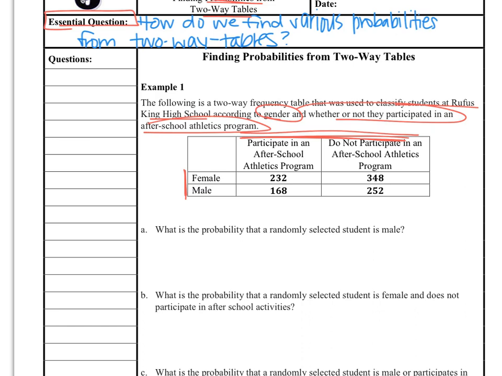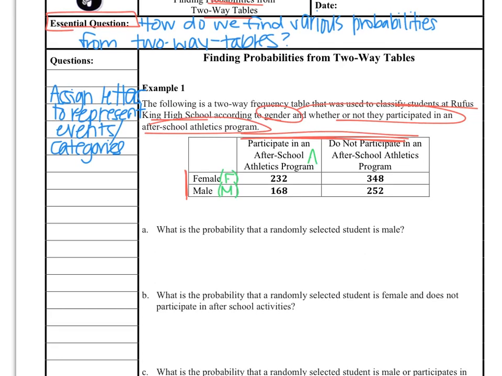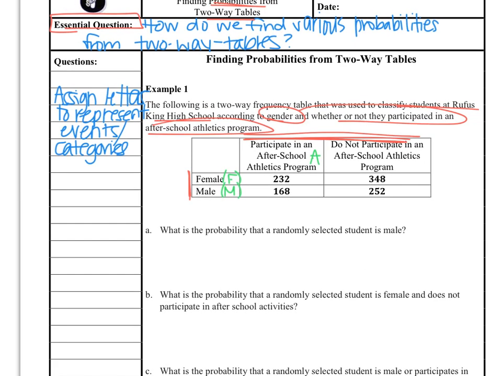Now in order to do probabilities, we first need to assign letters to represent the events or categories. So let's do F for female, M for male. Pretty basic. And if you want, you can put them in parentheses, it doesn't matter. We will do A for after school, and NA for not after school. You can make up your own letters, but you want to make sure you label them.